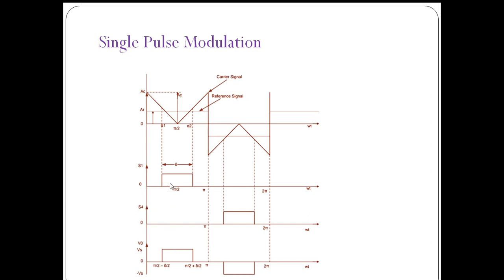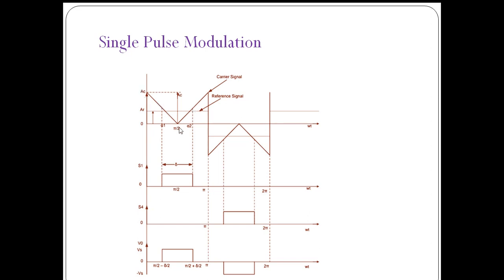The shape of this waveform is a quasi square waveform. The output waveform is in the form of a quasi square waveform. Actually, what we have observed is that here we have taken a rectangular waveform as the reference signal, which is the output of the single phase full bridge inverter.